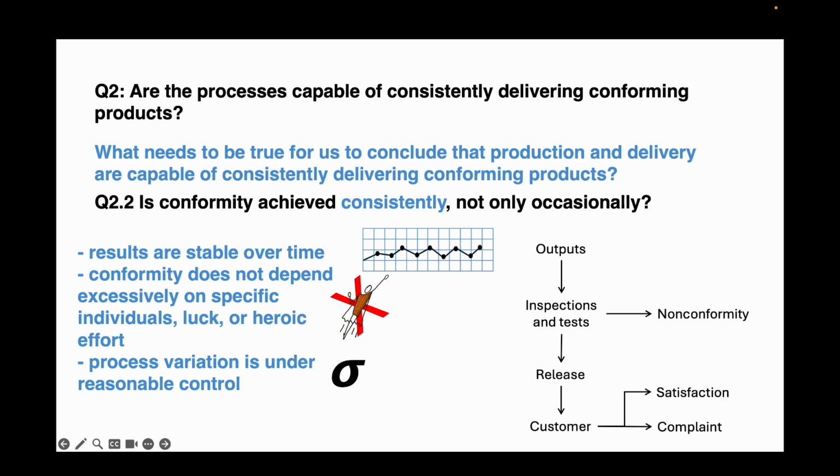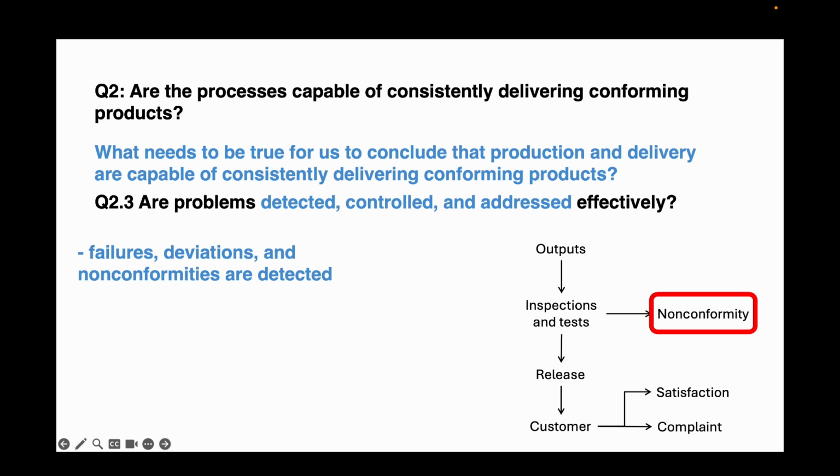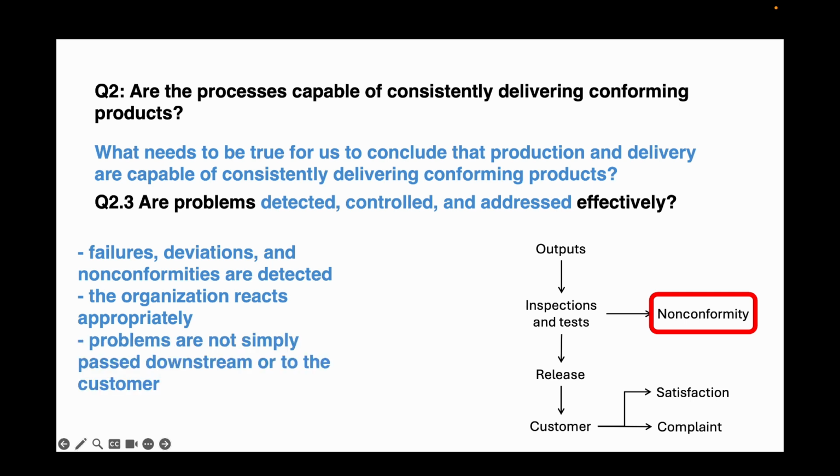Okay, now let's go to the third question. Are problems detected, controlled, and addressed effectively? So what needs to be true in this case? Failures, deviations, and nonconformities are detected. The organization reacts appropriately, and problems are not simply passed downstream or to the customer.